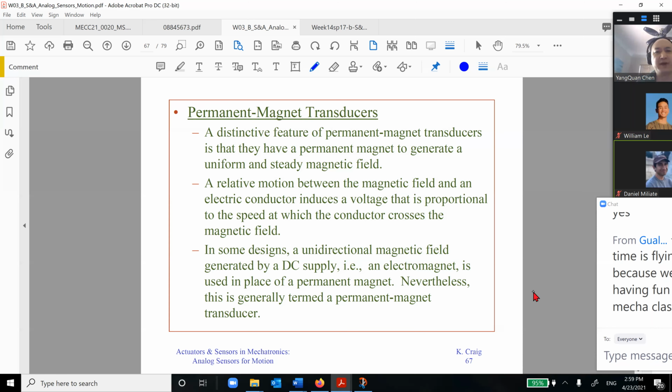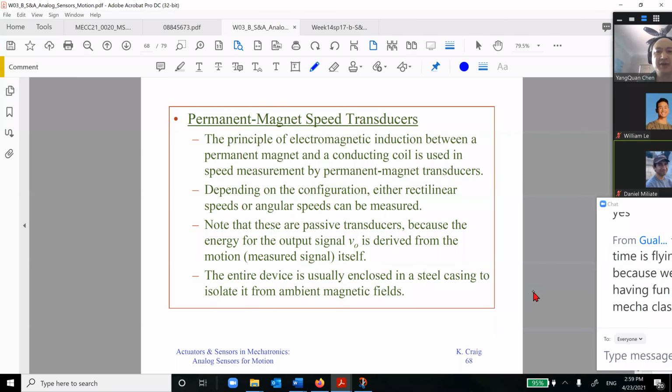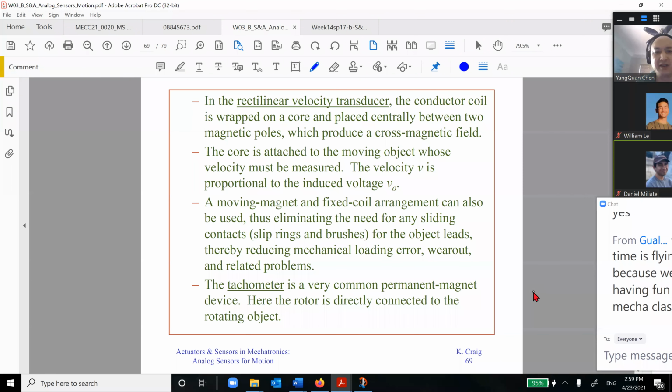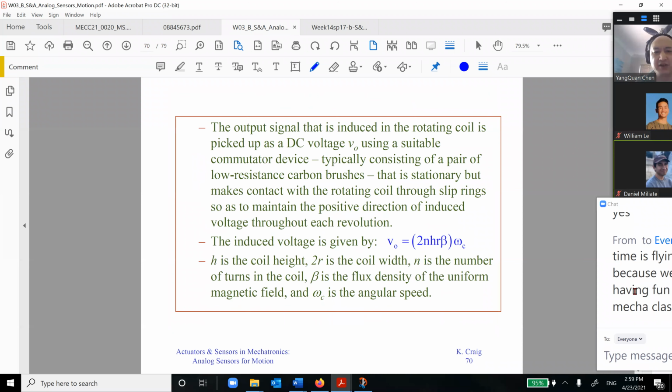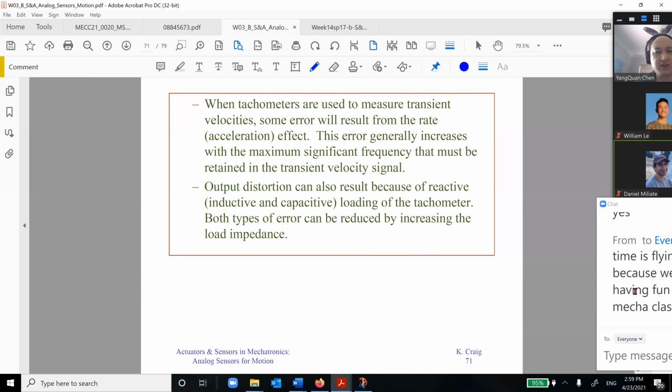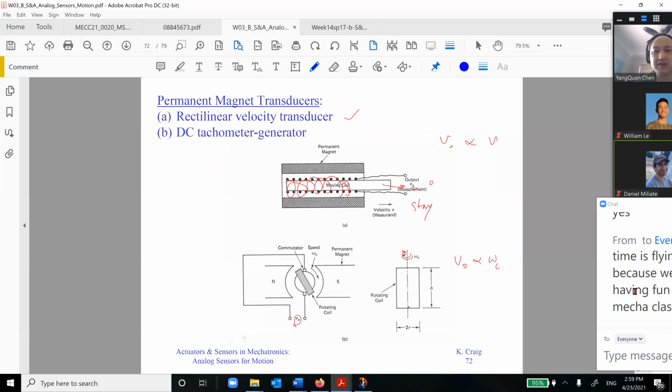There are also permanent magnet transducers. The most useful one is the permanent magnet speed transducer, which is called a tachometer. A tachometer is used to measure the voltage, which is proportional to the speed. So this is another idea of permanent magnetic transducer. You can do a rectilinear velocity transducer, or you do a DC tachometer generator.